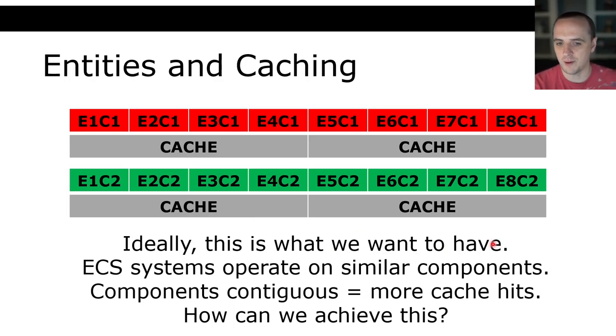ECS systems operate on similar components. Components being contiguous would equal more cache hits. So how could we achieve that? Because right now, we've got entities storing a bunch of different components.